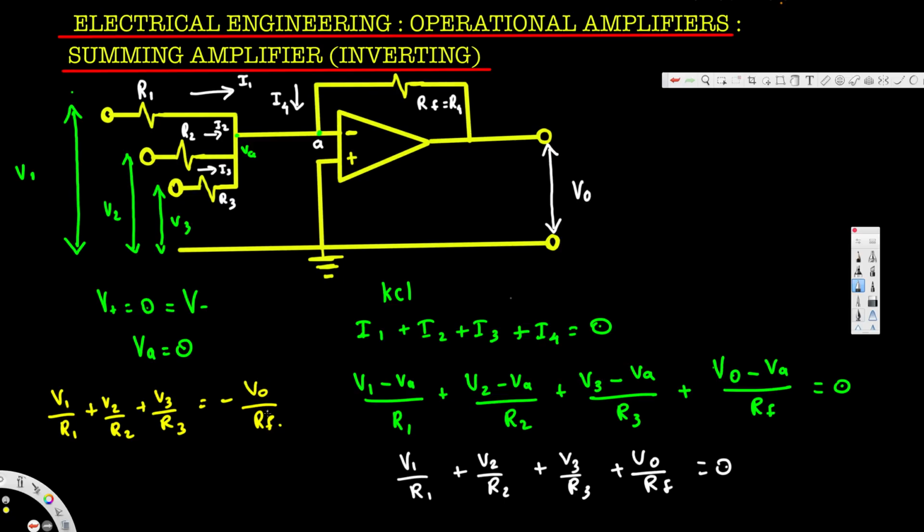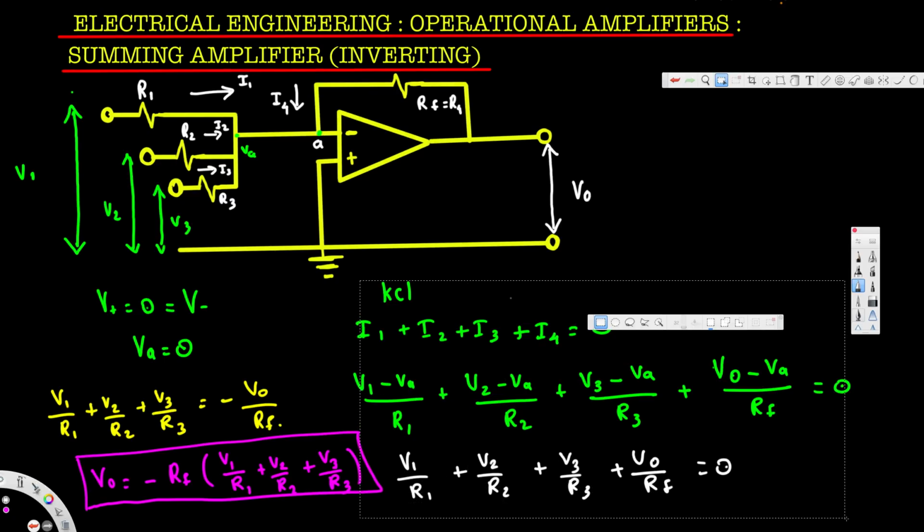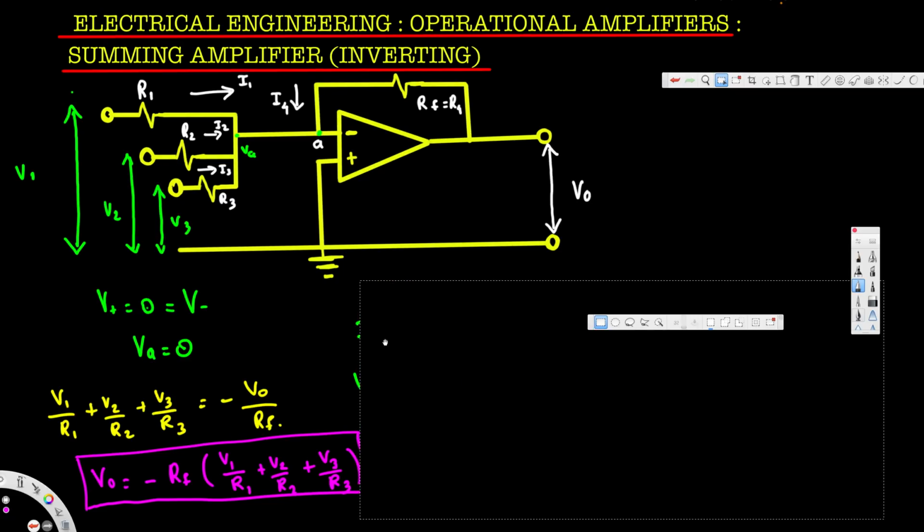Now we are trying to find VO. So let's move this negative sign and this RF to the other side of the equation. VO is equal to negative RF times V1 over R1 plus V2 over R2 plus V3 over R3, and this is going to be the final answer. Also, we can express this by multiplying everything by RF.